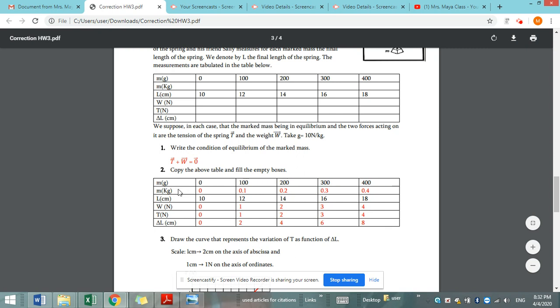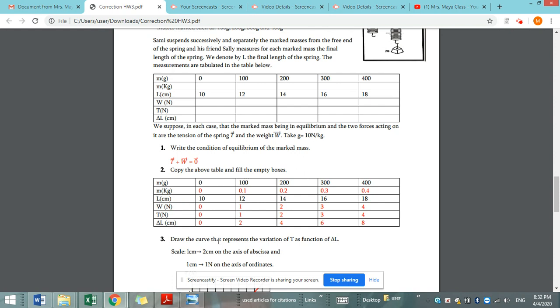That is for the masses. Concerning the length L in centimeters that Sally measured, which is the final length of the spring after suspending the mass from it: 10, 12, 14, 16, 18. As you can notice, the bigger the mass, the greater the expansion of the spring, it expands more to a taller length.